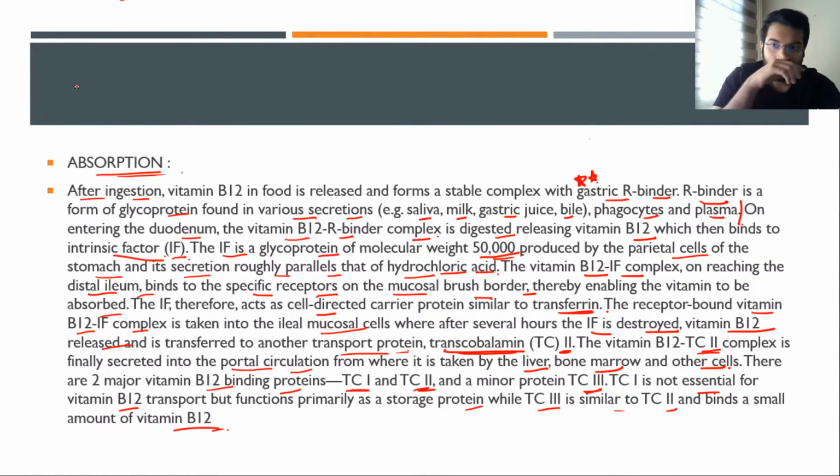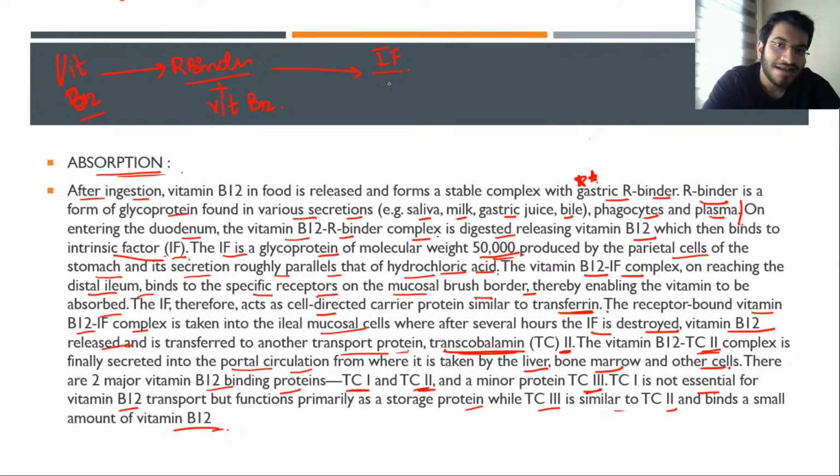सो गाइज क्या हो रहा है यहाँ पर, वाइटामिन B12 का इंजेक्शन हुआ इन द अपर GIT, इट बाइंड्स टू द R binder, राइट, R binder प्लस वाइटामिन B12. देन दिस आर बाइंडर इसको लेकर आता है नीचे ड्यूडेनम तक, जहां पर है इंट्रिंसिक फैक्टर.